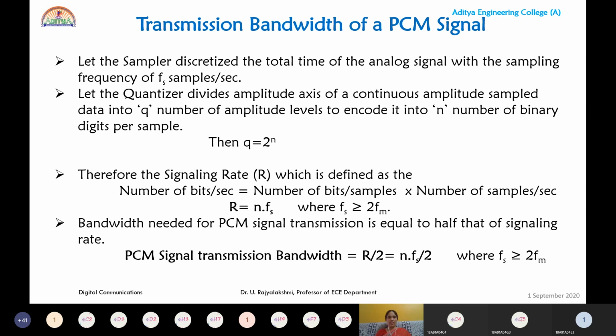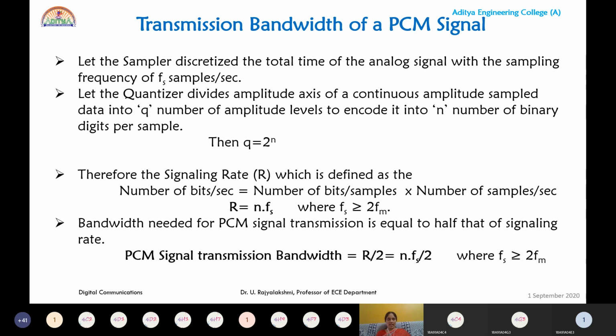How many bits are there per sample? n. How many bits are transmitted per second? R. You can call it the signaling rate, because signaling rate is nothing but the number of bits transmitted per second. What is the other name for signaling rate? You can also use the term information rate. It is generally represented with a capital R.